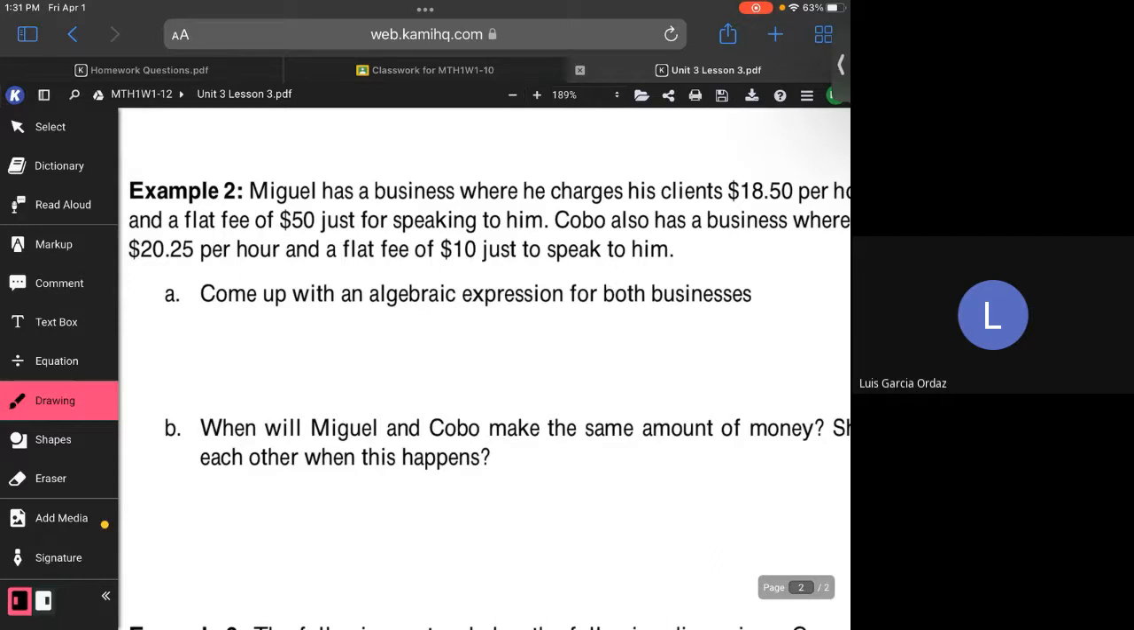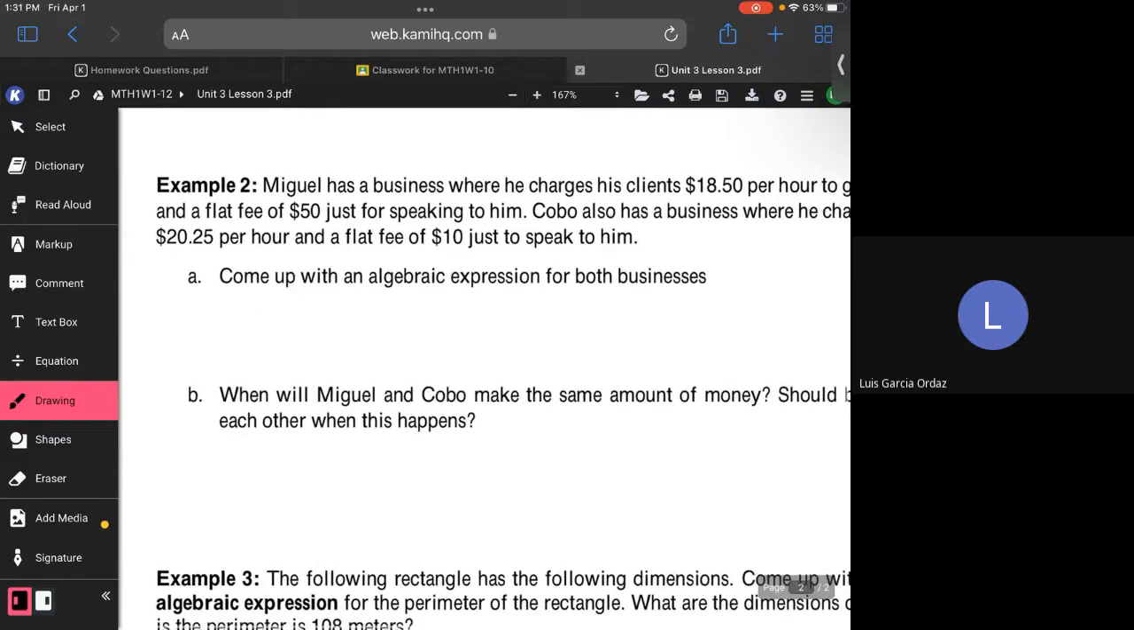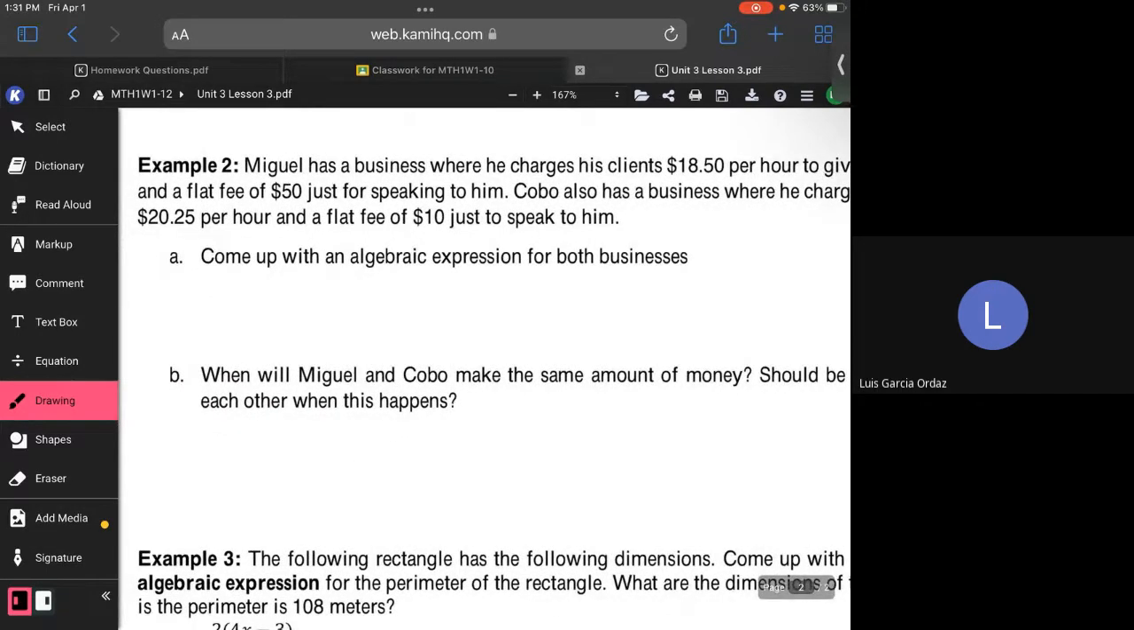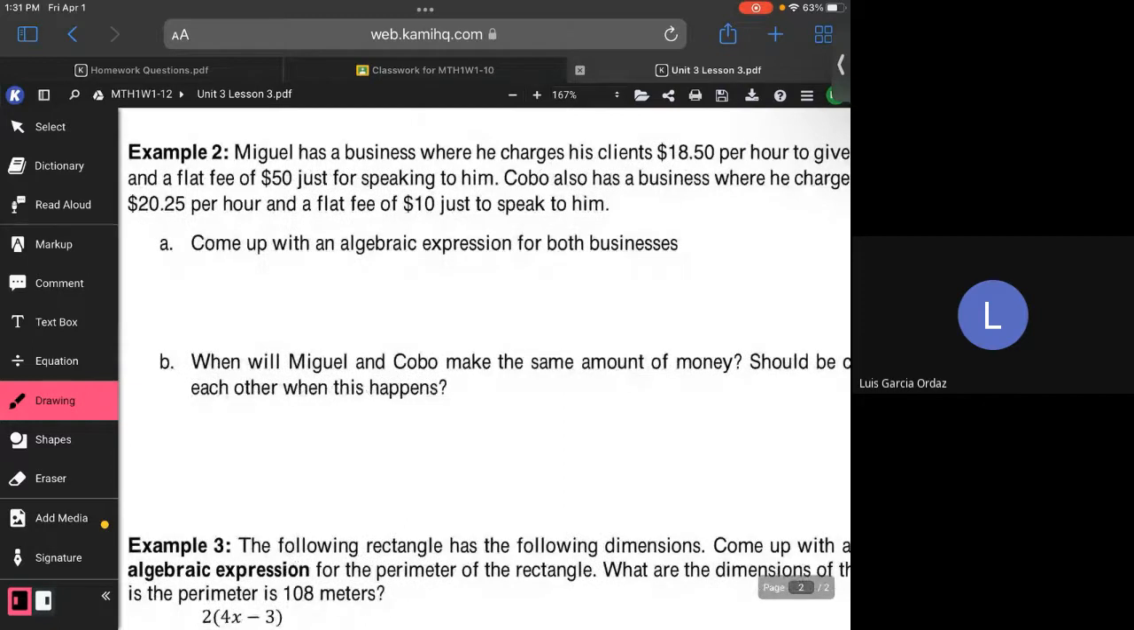So next question, example 2. Miguel has a business where he charges his clients $18.50 an hour to give them advice, and a flat fee of $50 just to speak to him. So he just gets $50 just for talking to them.